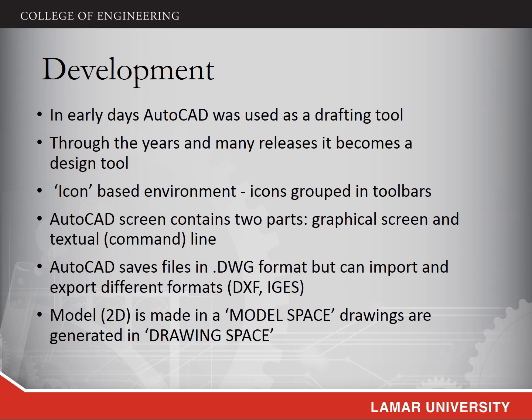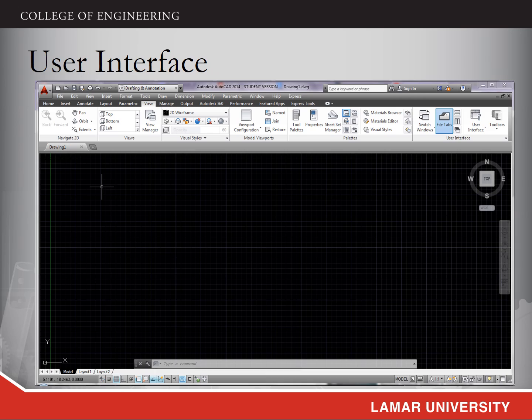In AutoCAD, the model is made in a model space, which is generally recorded as the drawing space, and it can also be saved and printed in the paper space. We will introduce the details about these two spaces later.